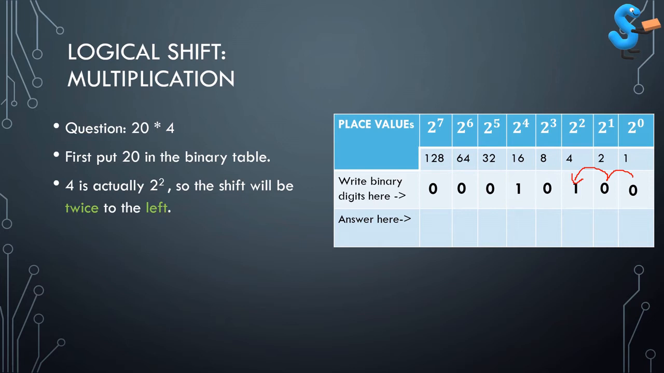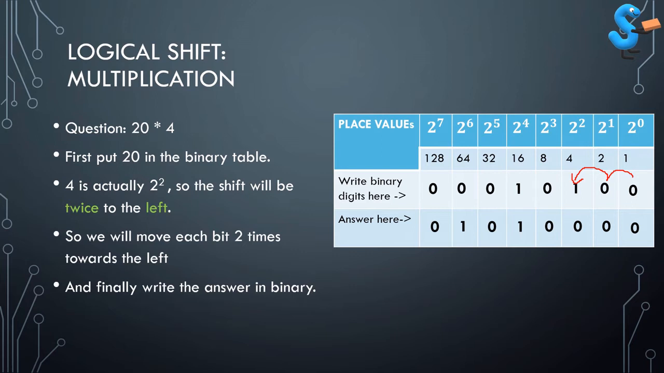So let's check. That is your answer in binary. You've moved each one twice towards the left-hand side, and then you've got your answer in binary. If you've got this correct, your answer should be 80 if you convert it to denary. You could check this by multiplying 20 by 4 to see if 80 is the correct answer, which it is.